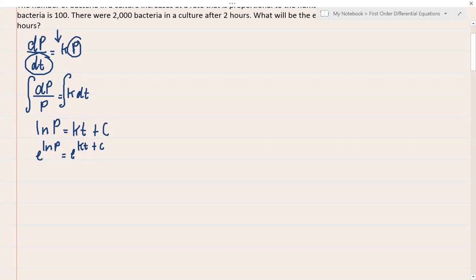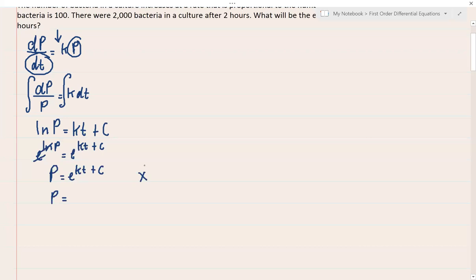So anyways, we have e raised to ln of P is equal to e raised to Kt plus C. Then, in here sa kaliwa, di ba kasi meron tayong e raised to ln of P. So we can cancel e at saka si ln at ibaba natin si P. Okay? So, meron na tayong P sa left side. Then here, e raised to Kt plus C. Then, we can separate Kt at saka si C.